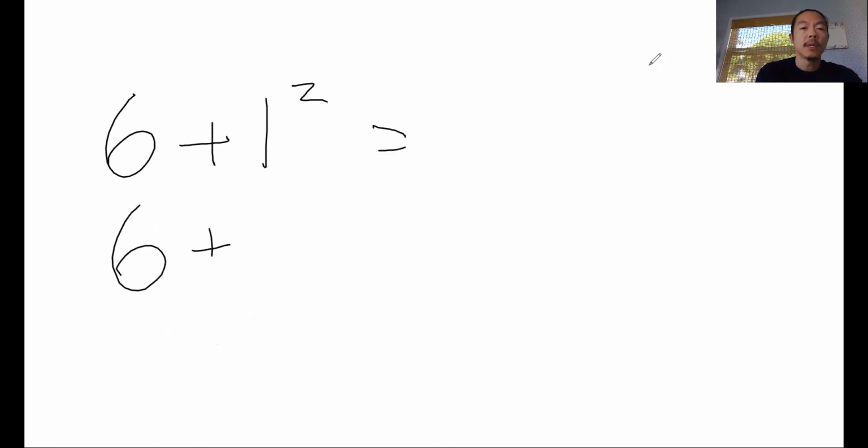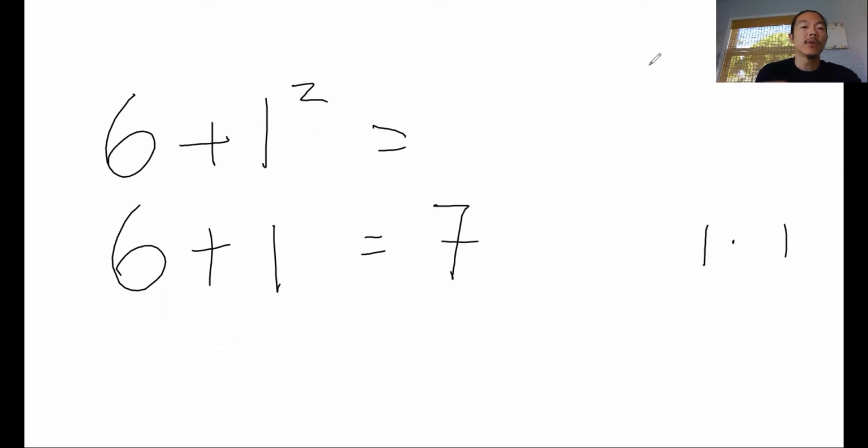Today's problem, the first problem, you're going to have something like this. 6 plus 1 to the second power. It starts off really simple. 6 plus, and then 1 to the second power. 1 to the second power is just 1 times 1, which is 1. So 6 plus 1 is 7.